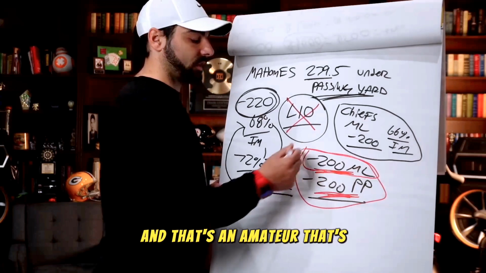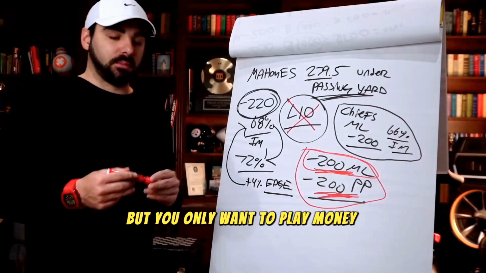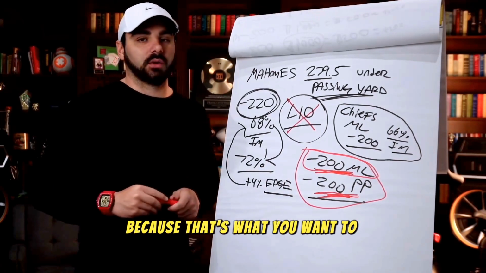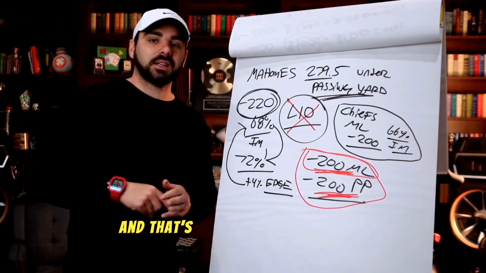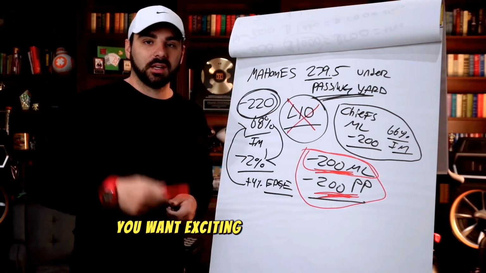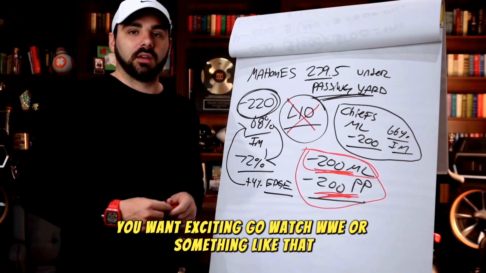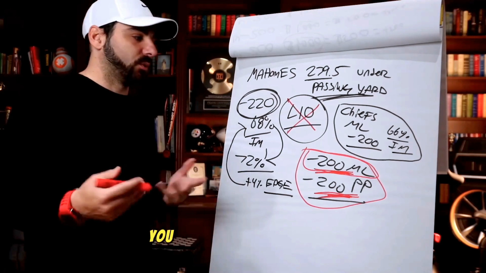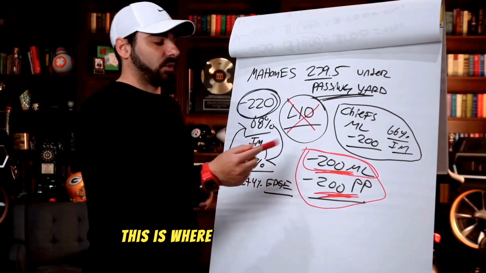And that's amateur stuff. If you only want to play money lines or something like that because that's who you want to root for because it makes it more exciting, that's not what we're in this game for. We're in this game to win. We're not in this game to make things exciting. You want exciting? Go watch WWE or something like that. All right? If you want exciting entertainment, you want to be entertained. This is where you make money.